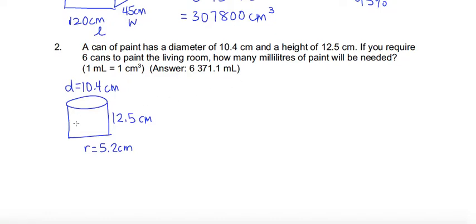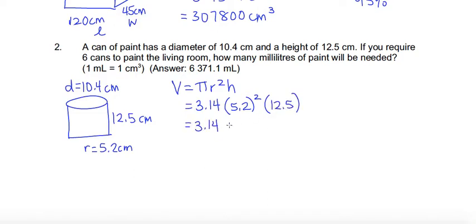So the first thing we want to do is figure out the volume of paint that's inside one can. And we're going to assume that the can is completely full, that there's no air gap in the top. So the volume of a cylinder is pi r squared times h. Substituting in my values, 3.14 times 5.2 squared times 12.5. I need to do my exponent first. 5.2 squared is 27.04 times 12.5.